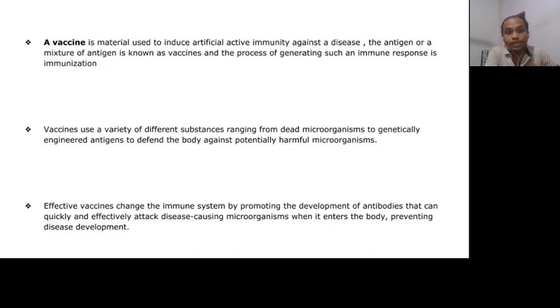So vaccines use a variety of different substances, ranging from dead microorganisms to genetically engineered antigens, to defend the body against potentially harmful microorganisms. Effective vaccines change the immune system by promoting the development of antibodies that can quickly and effectively attack disease-causing microorganisms when they enter the body, preventing disease development.